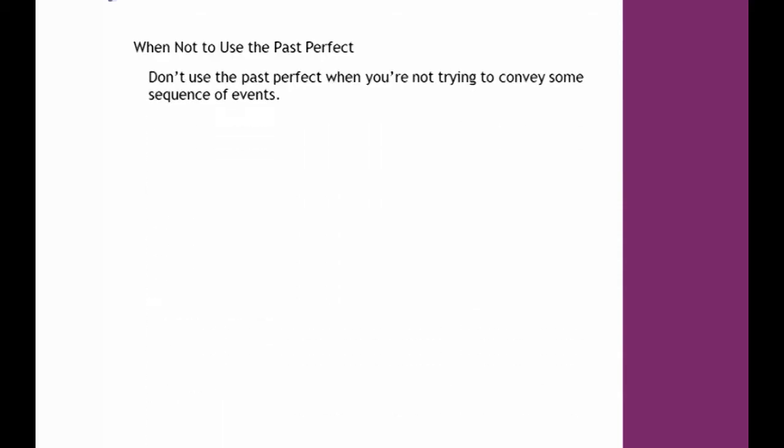When not to use the past perfect. Of course, there are usages, but these are limited. So, when not to use the past perfect? Don't use the past perfect when you're not trying to convey some sequence of events.